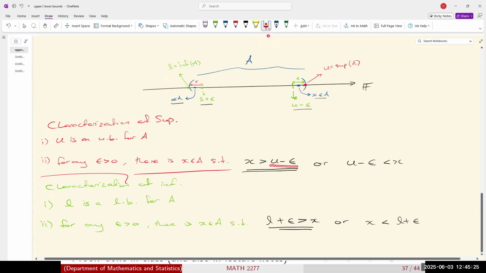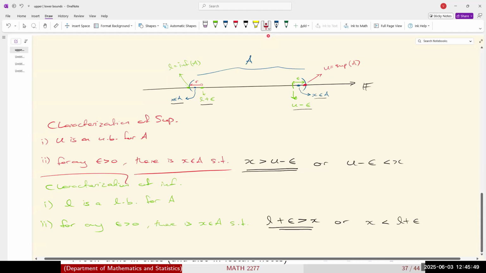Why is it not an upper bound? Because look, there's an element x bigger than it. So u minus epsilon is not an upper bound. So if you take the supremum and you try to reduce it by any small amount, what you end up with is not an upper bound. You don't get an upper bound anymore.